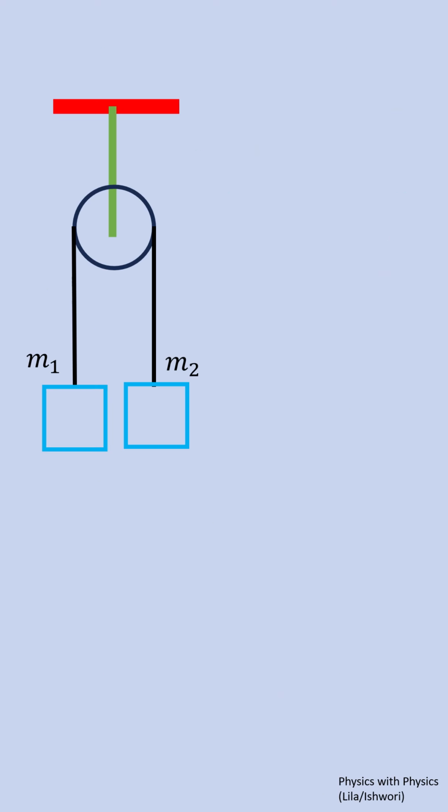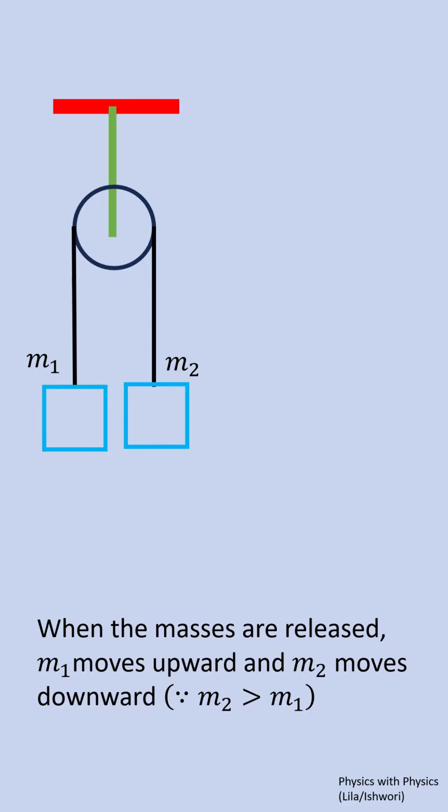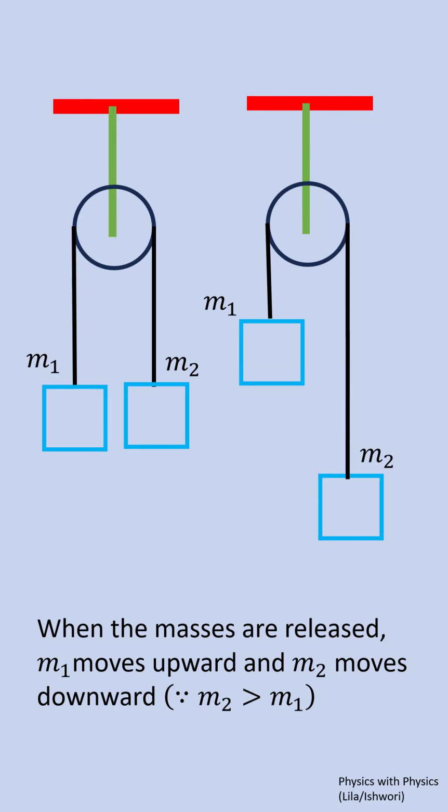Two masses M1 and M2 are connected by a massless string that passes over a frictionless pulley, and they are suspended from a rigid support as shown. When the masses are released, the lighter mass will move upward and the heavier mass will come downward. M1 moves upward and M2 moves downward. We have assumed M2 is greater than M1. This is a very simple and important case that is frequently asked in every exam.